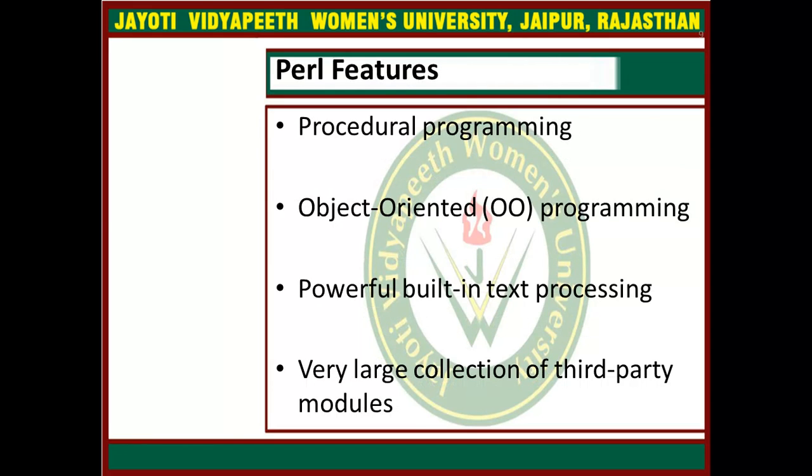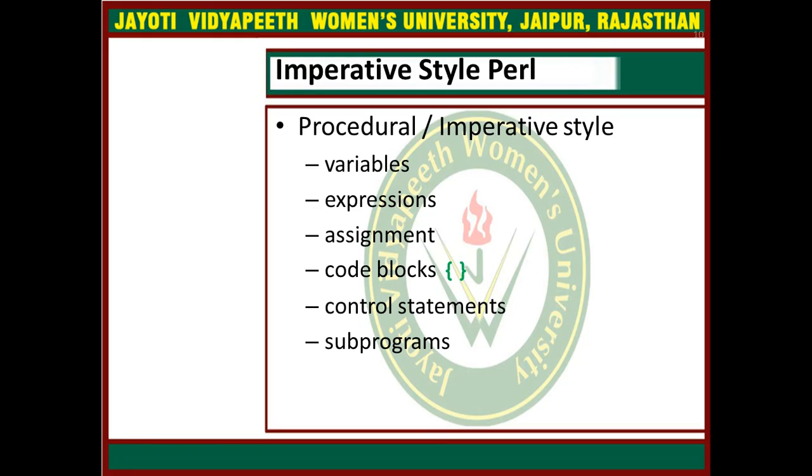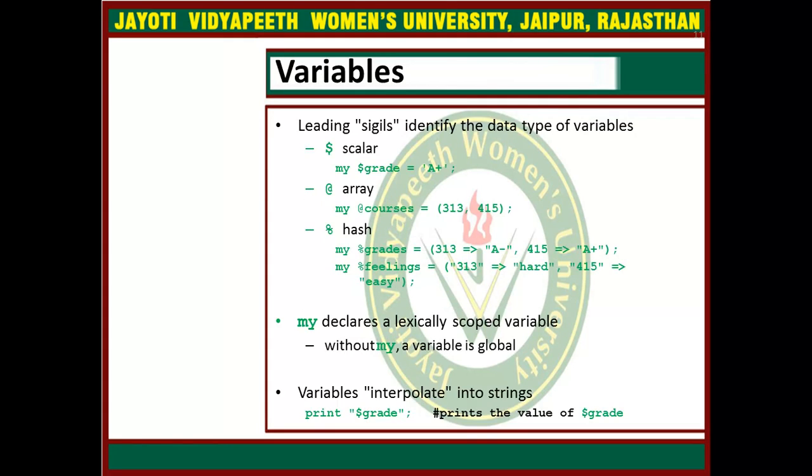Now come to the Perl features. It supports procedural programming, object-oriented programming, powerful built-in text processing, and a very large collection of third-party modules. Imperative style Perl, procedural imperative style. In this, we are using variables, expressions, assignment, code blocks, control statements and subprograms.